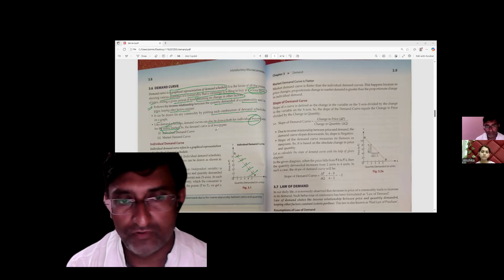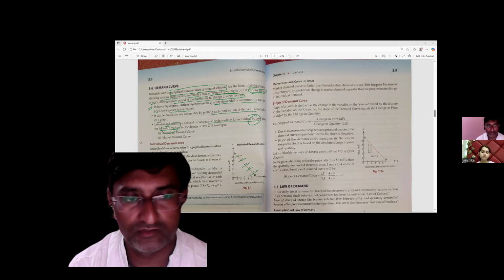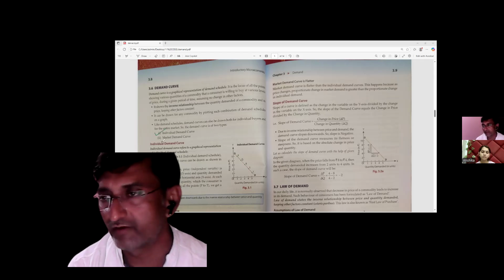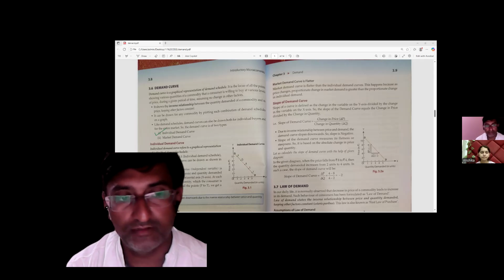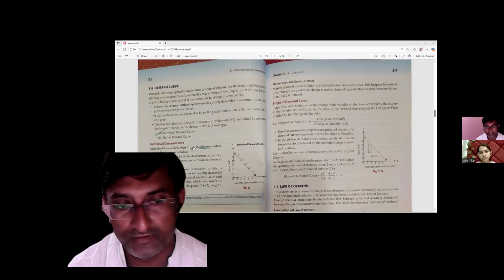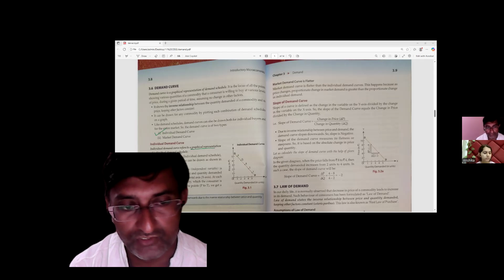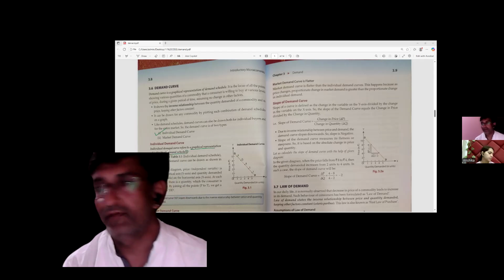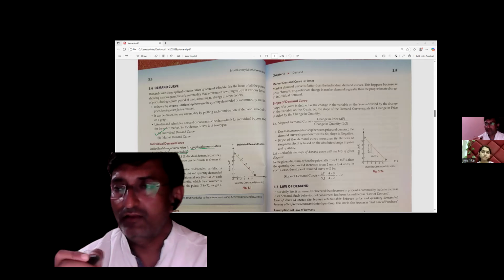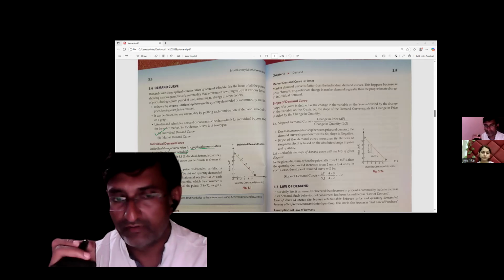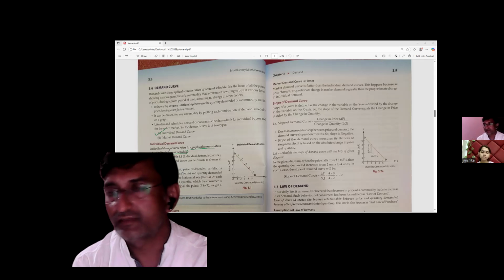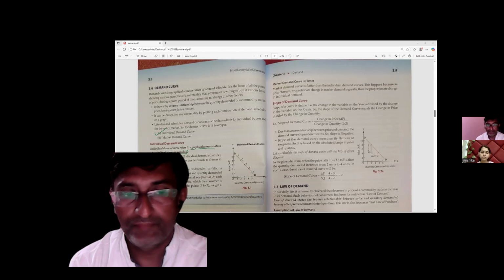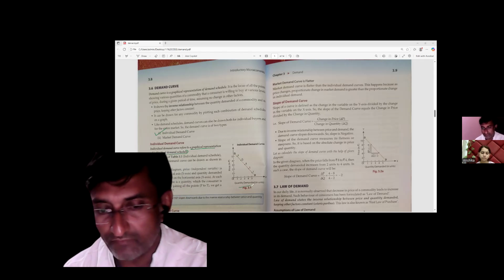So the demand curve is of two types. How many types of demand curve? There are two types: individual demand curve and market demand curve. Individual demand curve refers to the graphical representation of the individual demand schedule. Whenever you are representing individual data in graphical format, that is called the individual demand curve. Now we will understand on the basis of graphical representation.